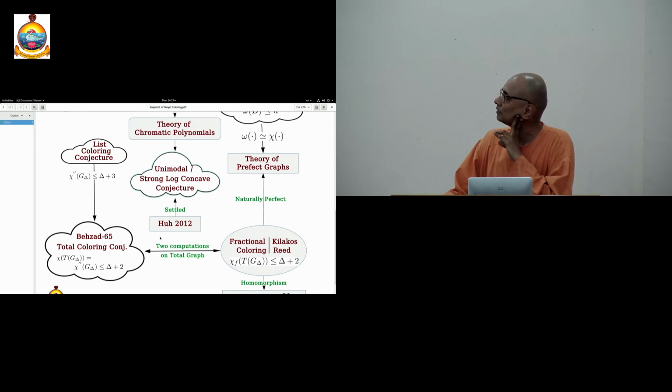Kilocos and read have already, so the cloud has become a droplet. So we have got the water from the cloud.